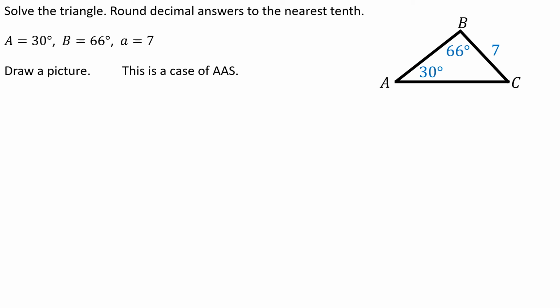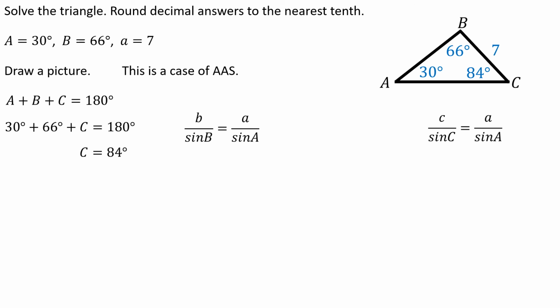And this is angle, angle, side. So again, my first step, let's find that third angle. I know the three angles must add up to 180. So piece of cake, the missing angle is 84 degrees. Now I've got to find my two missing sides. So I get to use the law of sines to find side B, and I get to use the law of sines to find side C.